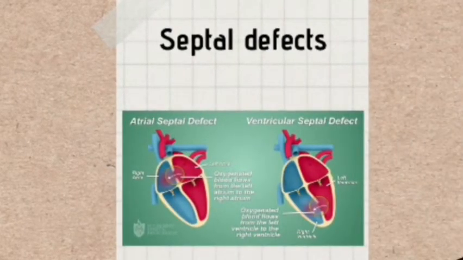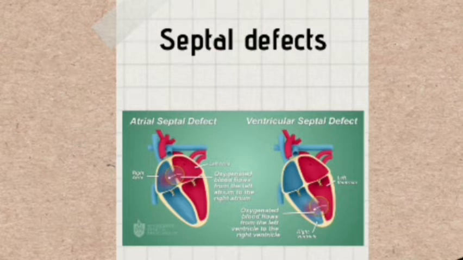The next type is septal defects. A septal defect is where there's an abnormality in the wall between the main chambers of the heart. There are two main types of septal defect. The first one is atrial septal defects. These are where there's a hole between the two collecting chambers of the heart.